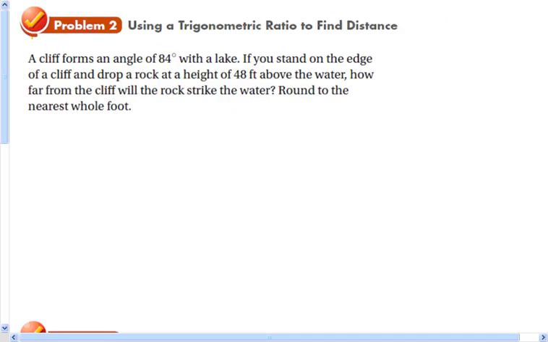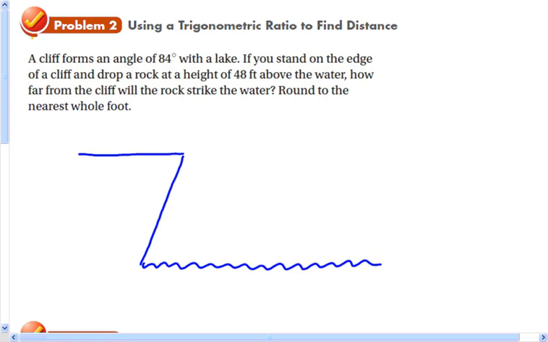All right, we can use trigonometric ratios to help us find things. As long as we have an angle and a side, we can find everything else about that triangle, if we can represent a problem with a triangle. So here we have a cliff that forms an angle of 84 degrees with a lake. What that means is it's a really steep cliff like this, and then down here is a lake.